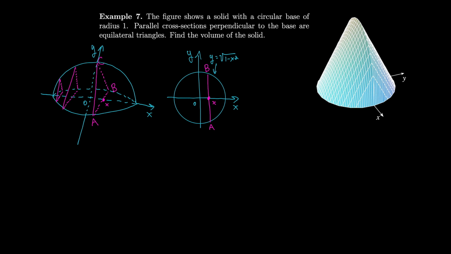And remember, I put this flat against the plane. Here's the y-axis. So over here is the y value, which is why we calculated it as y equals square root of 1 minus x squared. So that means if I want to draw this triangle, it looks something like this.